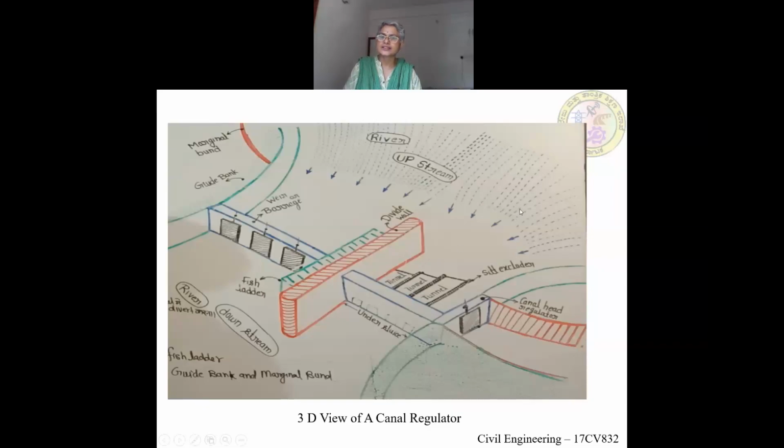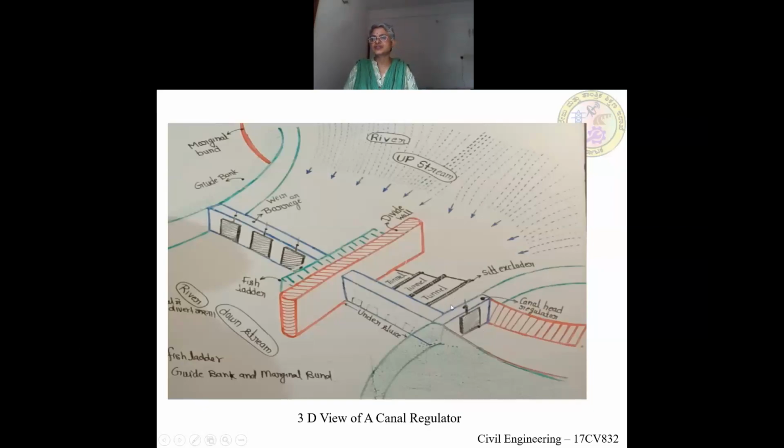As the water flows, the velocity of the water gets reduced here, and a water pocket is formed. When the velocity of the water gets reduced, the silt which is carried from the river will get accumulated at the bottom and collected in these tunnel-like structures which are constructed on the upstream side. This is called a silt excluder. This is one of the components of the diversion headwork. In the silt excluder, all the silt will get collected. This is to prevent the flow of silt into the canal.